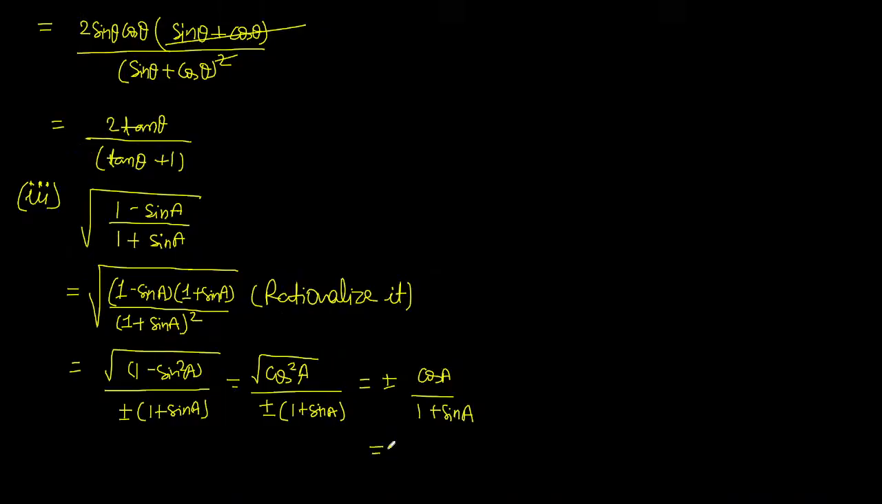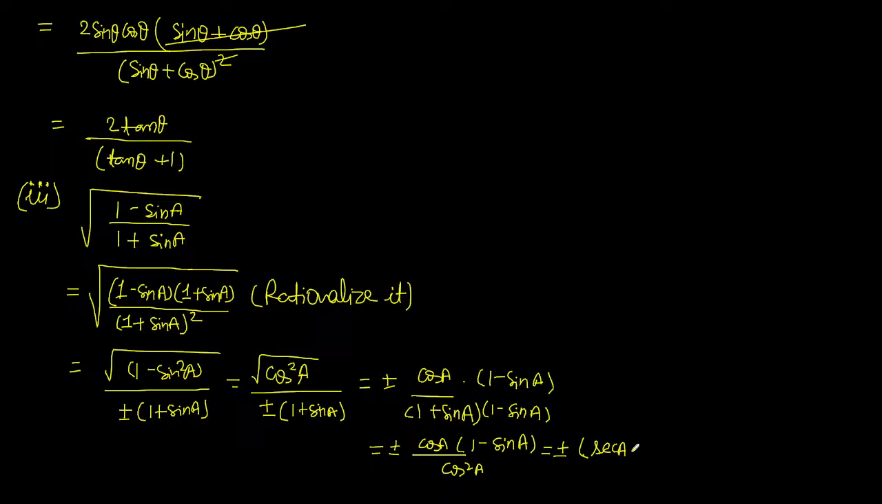Okay, so what will we do? We will rationalize it. We'll get cos a, multiply this with 1 minus sin a, and divide with 1 minus sin a. So this will become cos a into 1 minus sin a upon 1 square minus sin square a, which is cos square a. This is nothing but plus minus sec a minus tan a. Okay, we got the third proof.